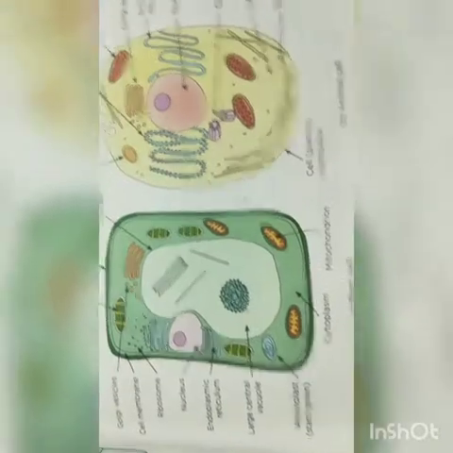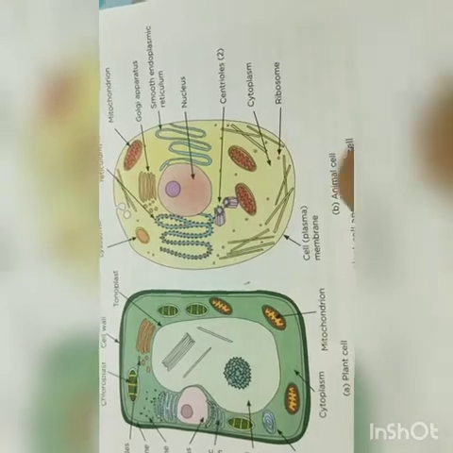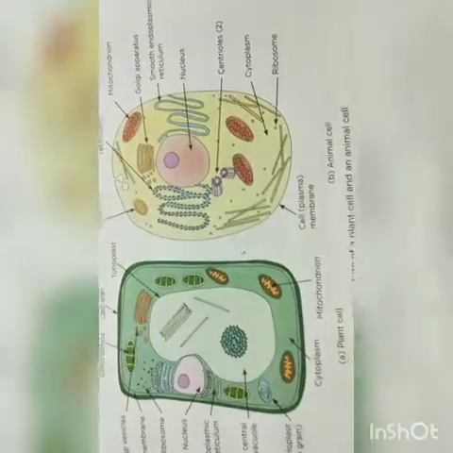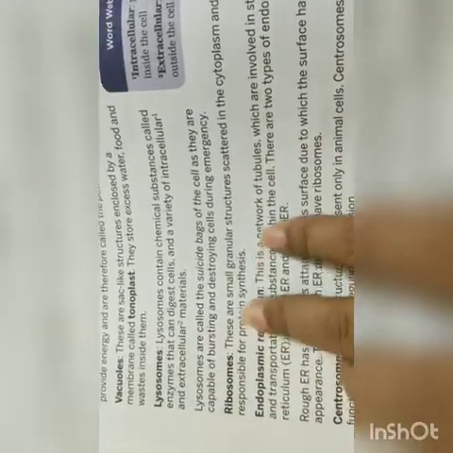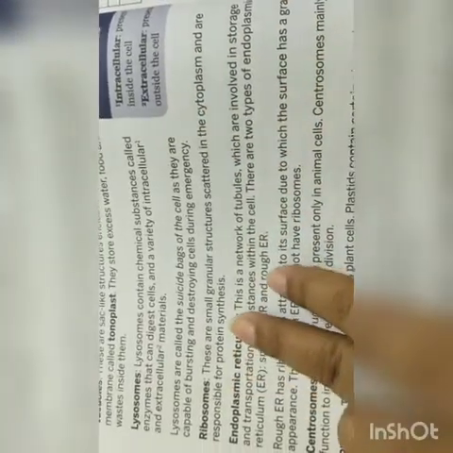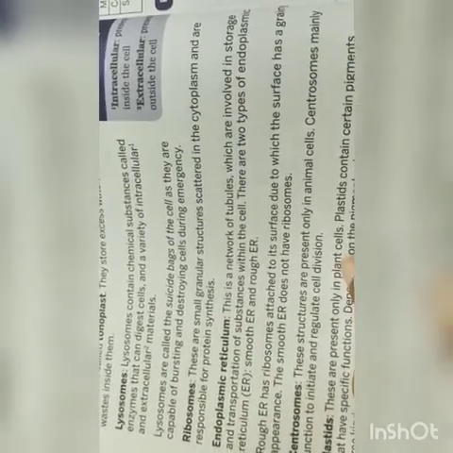That's why. Let's see where the lysosome is here and how it looks. This one. Okay, it's like a bag, like a packet. Then the next one is ribosome. These are small granule structures scattered in the cytoplasm and are responsible for protein synthesis. So ribosomes are small granule-like structures scattered in the cytoplasm, and they are used to synthesize or produce protein.